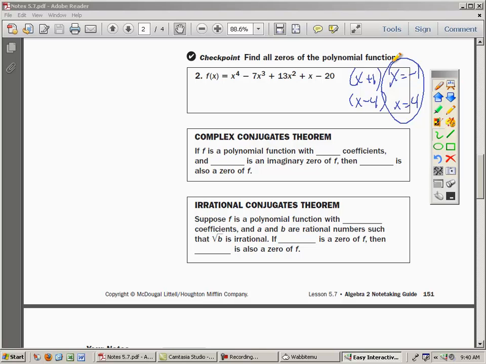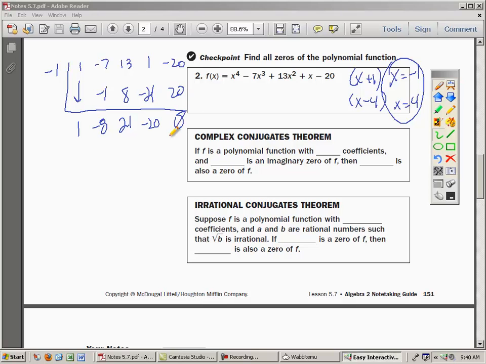So how do I use synthetic substitution to figure out what's the resulting quadratic? Now, let's think about this. We have 2 real solutions, so the other 2 must be what? That's right, imaginary. 1, negative 7, positive 13, 1, and negative 20. We're going to plug in a negative 1 here, because that's one of my zeros. This is 1, negative 1. That becomes negative 8. Positive 8, so that becomes 21. This is negative 21, which is negative 20. And that's positive 20, which is 0.